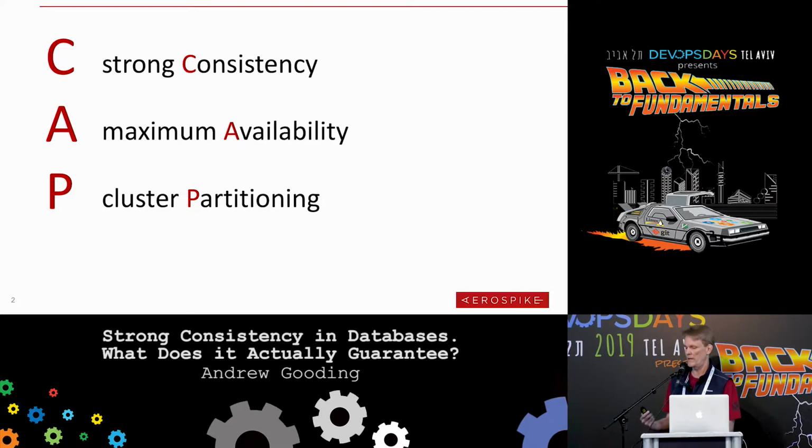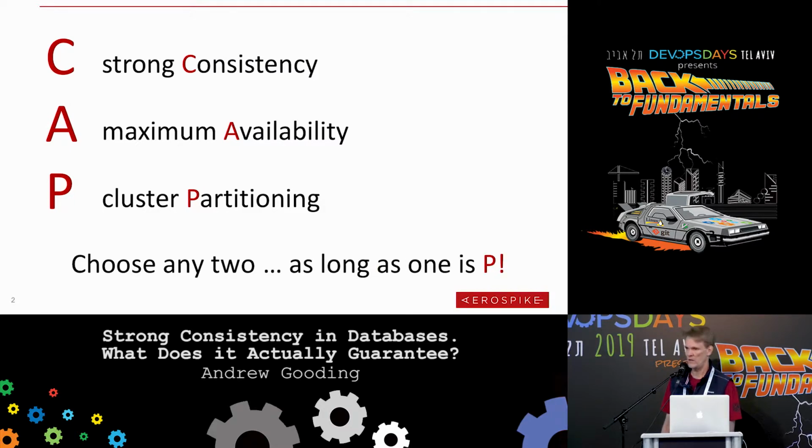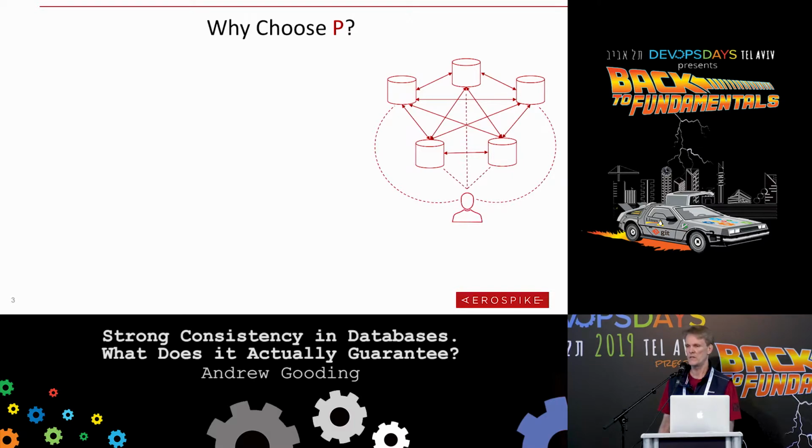But anyway, what does this mean? The theorem basically says that there are these three things, and when you have a distributed system database, you get to choose any two, as long as one of them is P. And so that doesn't seem fair. C and A sound pretty cool. Consistency sounds cool, availability sounds cool. Cluster partitioning does not sound cool, so why do I have to choose that one?